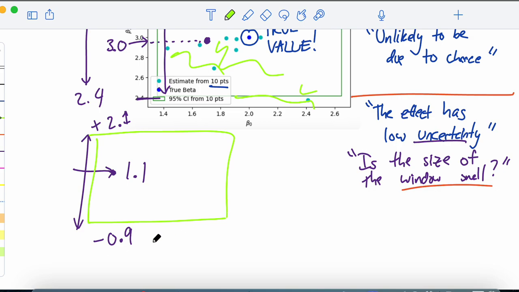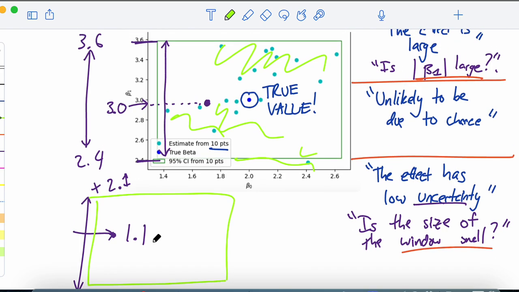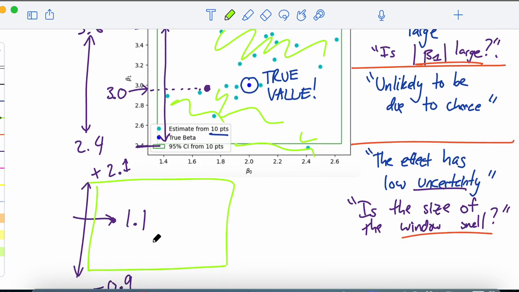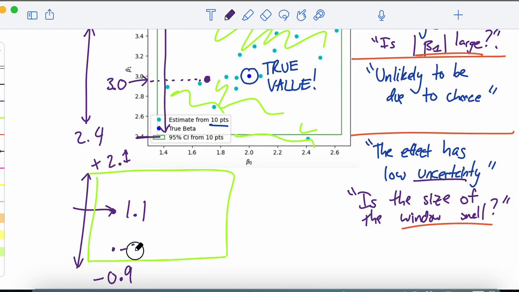In that case, it is positive, but because of the uncertainty, I can't be sure it's really positive, right? I could have equally well come up with points down here, like negative 0.3. That is inside the rectangle. That happens 95% of the time. So "unlikely to be due to chance," I would say, translates into: does the confidence interval contain 0 or not? Does the confidence interval contain 0 or not? That is really what we want.